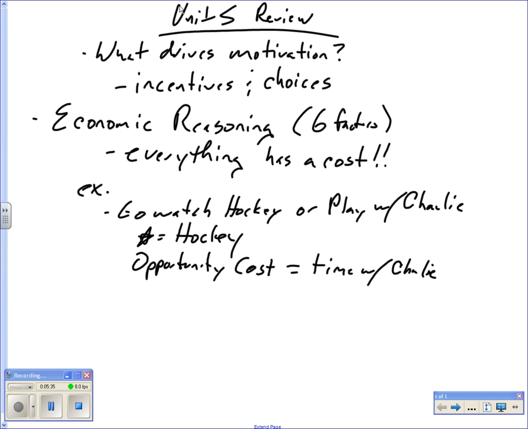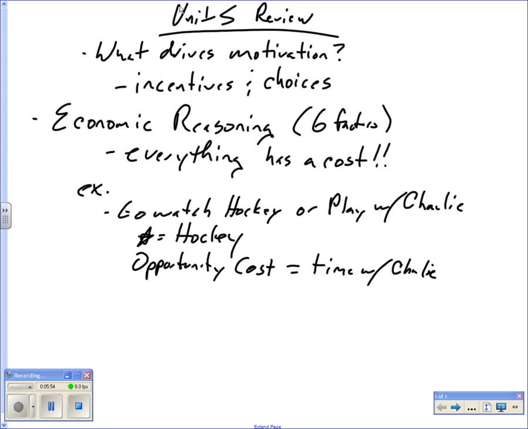Why do people make the choices they do? Really, it's the idea that you are rational human beings. In other words, you use logic. You use problem-solving and deductive reasoning to go, hey, if I weigh these options, which is best for me? If we change incentives, your choices will change.